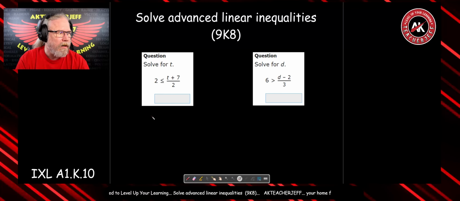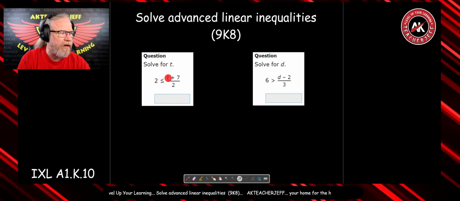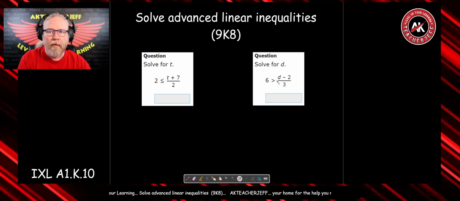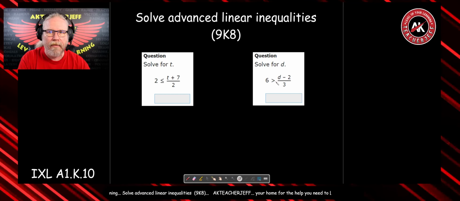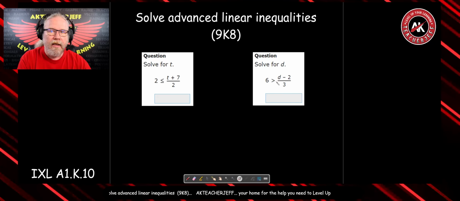All right, so they want us to go ahead and solve the inequalities, and we do have the variable t there in the first one, and we got a variable d over here. Remember, just like solving equations, the idea is that we want to isolate the variable on one side, preferably the left side, so we'll talk about that.